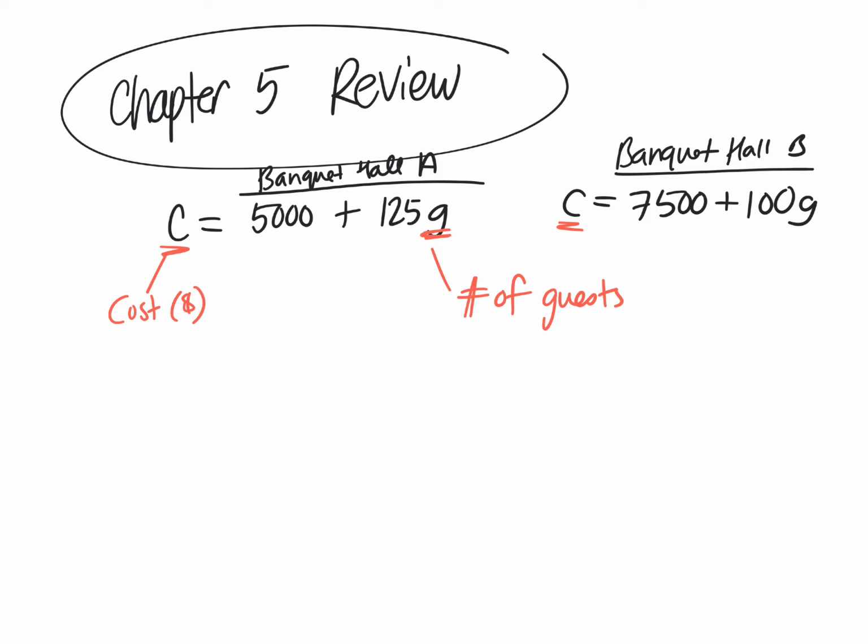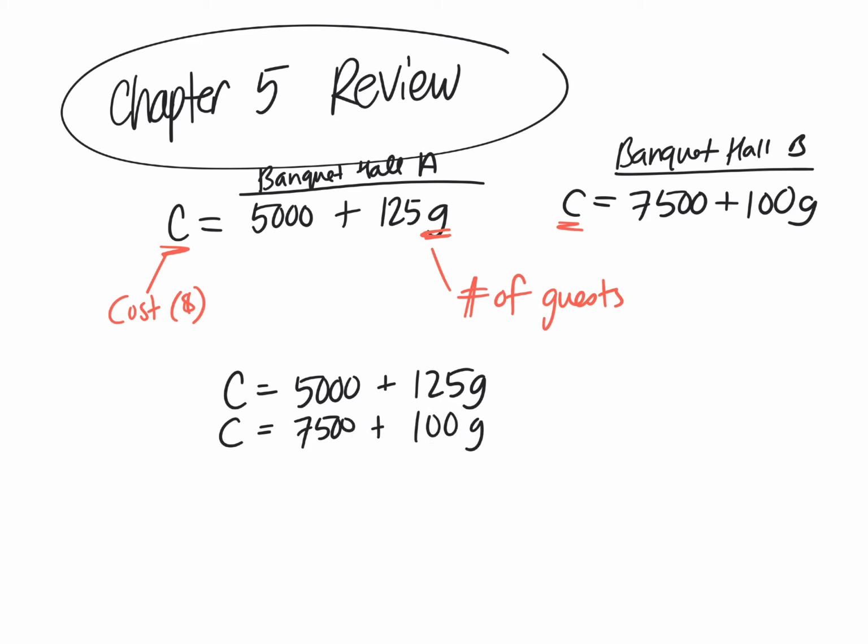So we have C equals 5,000 plus 125G. C equals 7,500 plus 100G. If we are solving by elimination, remember, you must have the same coefficient for either of the variables. So here's my variable G. They have to be the same. Are these the same coefficient? Is 125 the same as 100? Is that the same number? No. What number is in front of C?